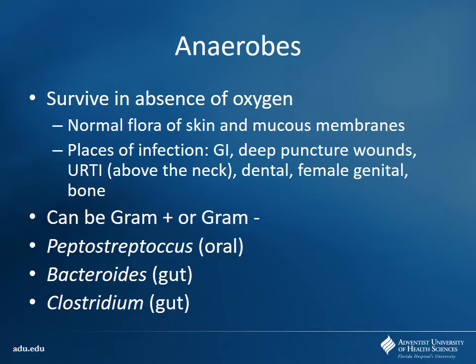So our anaerobes, these are going to be surviving in the absence of oxygen. You're going to see these a lot in mucous membranes. GI is going to be a big source for anaerobes. We'll have deep puncture wounds, things like that. Certainly, like mentioned, the genital areas are another potential source for anaerobes.